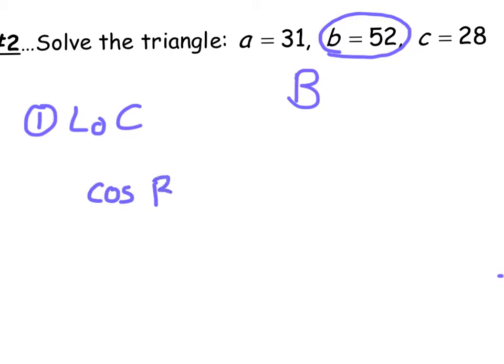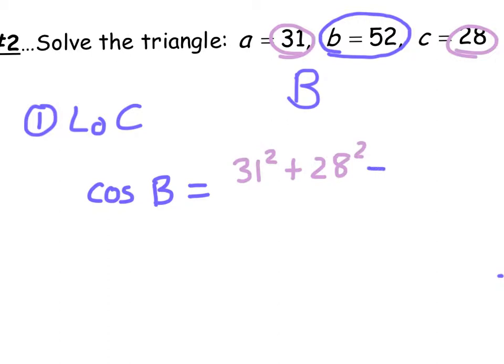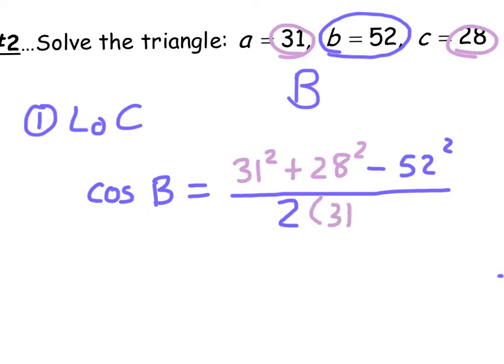And it's going to say that the cosine of angle B is equal to, now we're going to square the other ones, right? So there's my A, there's my C. So 31 squared plus 28 squared. And notice we have to subtract the 52 squared all over 2 times the 31 and the 28. So we can just plug that whole thing into the calculator all at once.